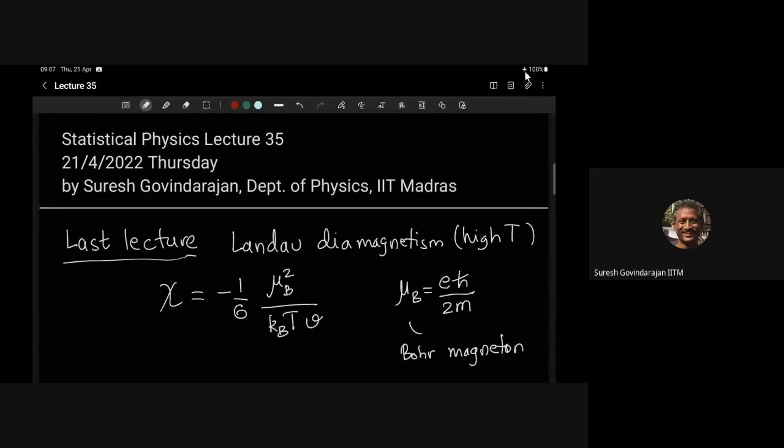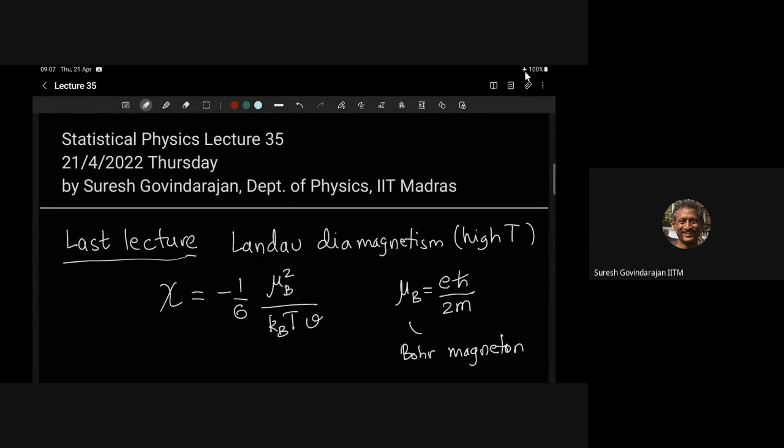Okay, so good morning, and we're going to start lecture number 35, which is most probably the last lecture, and we'll continue our study of the magnetic properties of Fermi gases, basically. Last lecture we did the high temperature susceptibility.